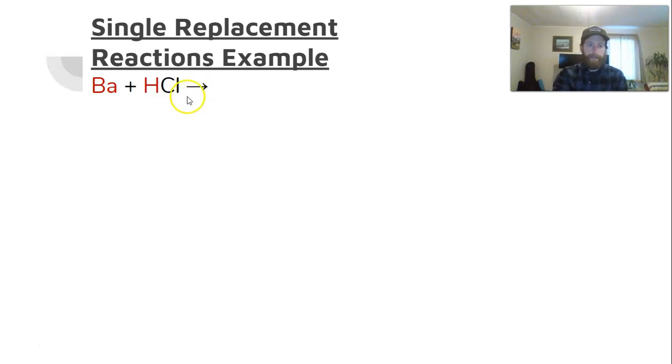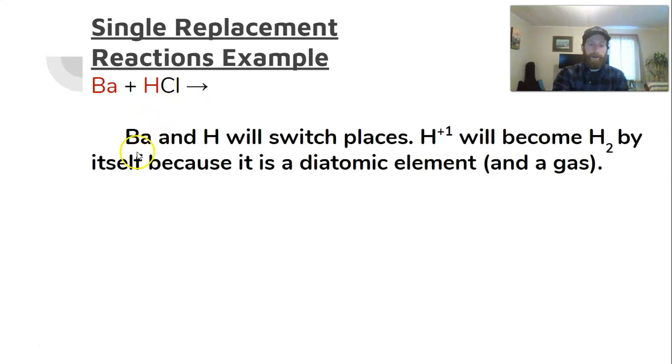And what's going to happen here is barium and hydrogen will switch places, the two cations. H plus will become H2. Why H2, you might wonder? That's because hydrogen is a diatomic element. So if it's coming out to be just an element by itself, not bonded to anything else, then it has to come in a pair.